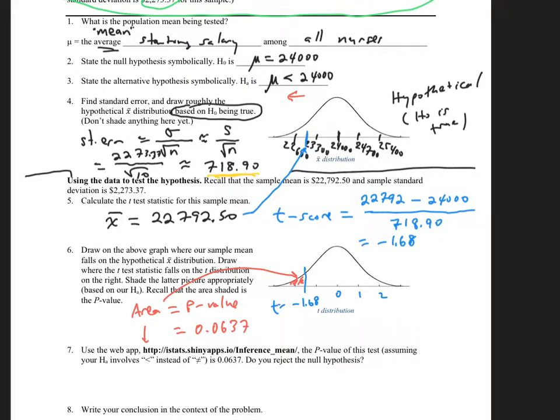0.0637. So a little bit more than 6% of the picture is shaded in number 6 here.